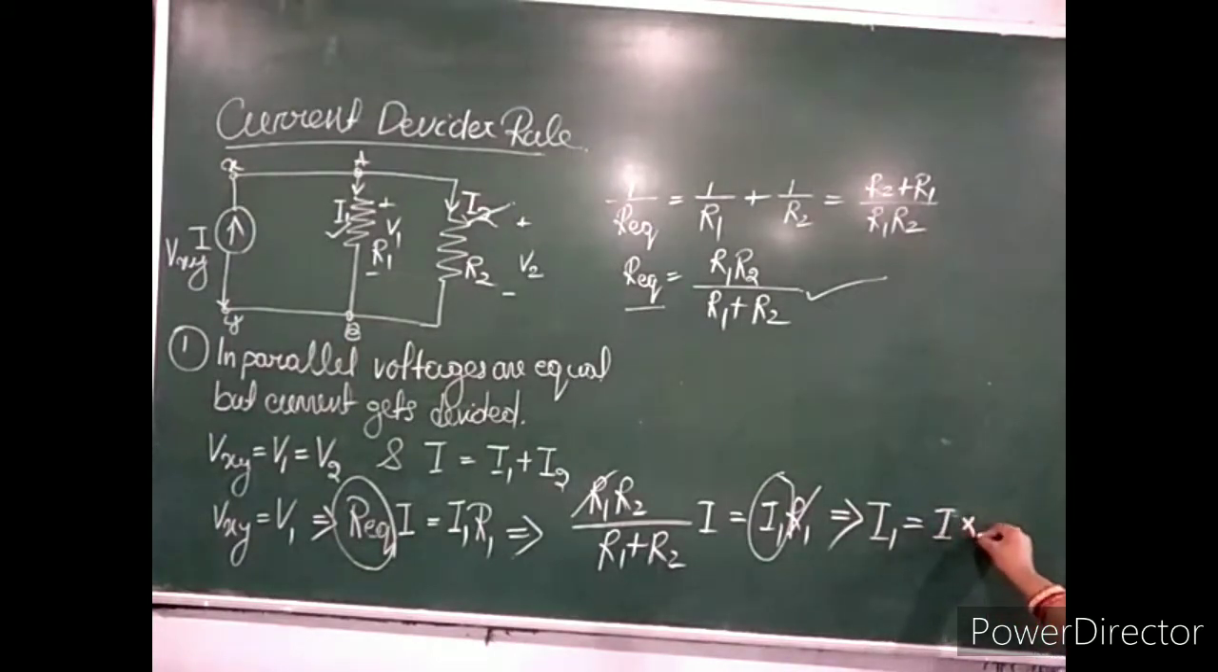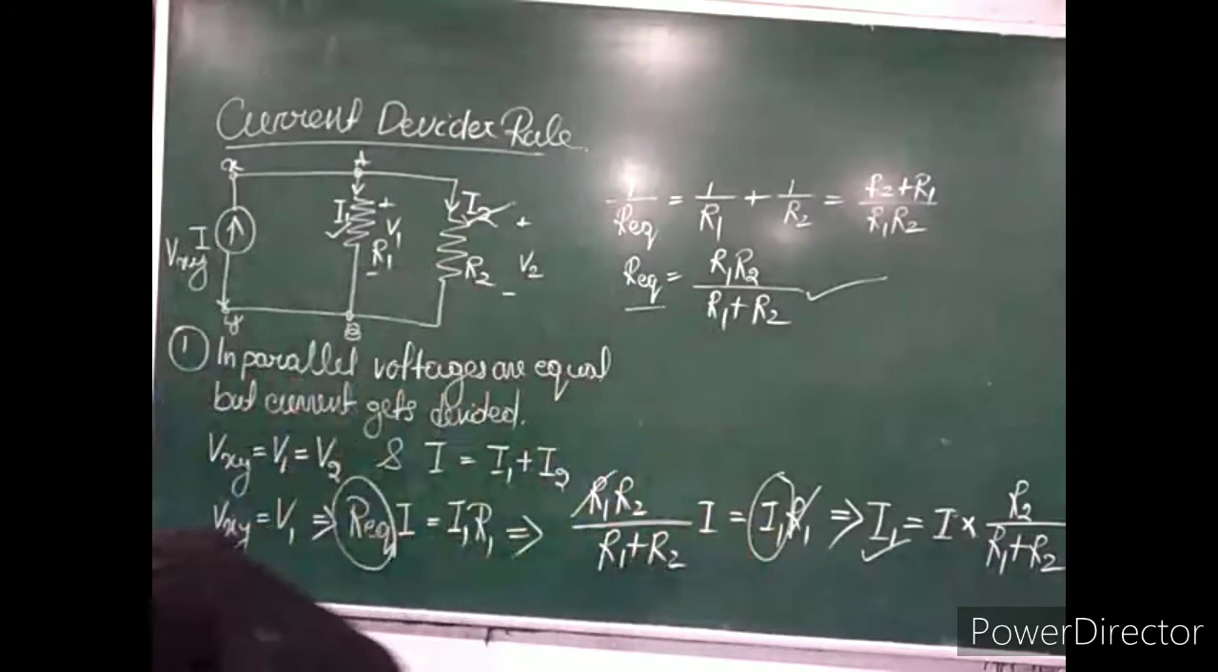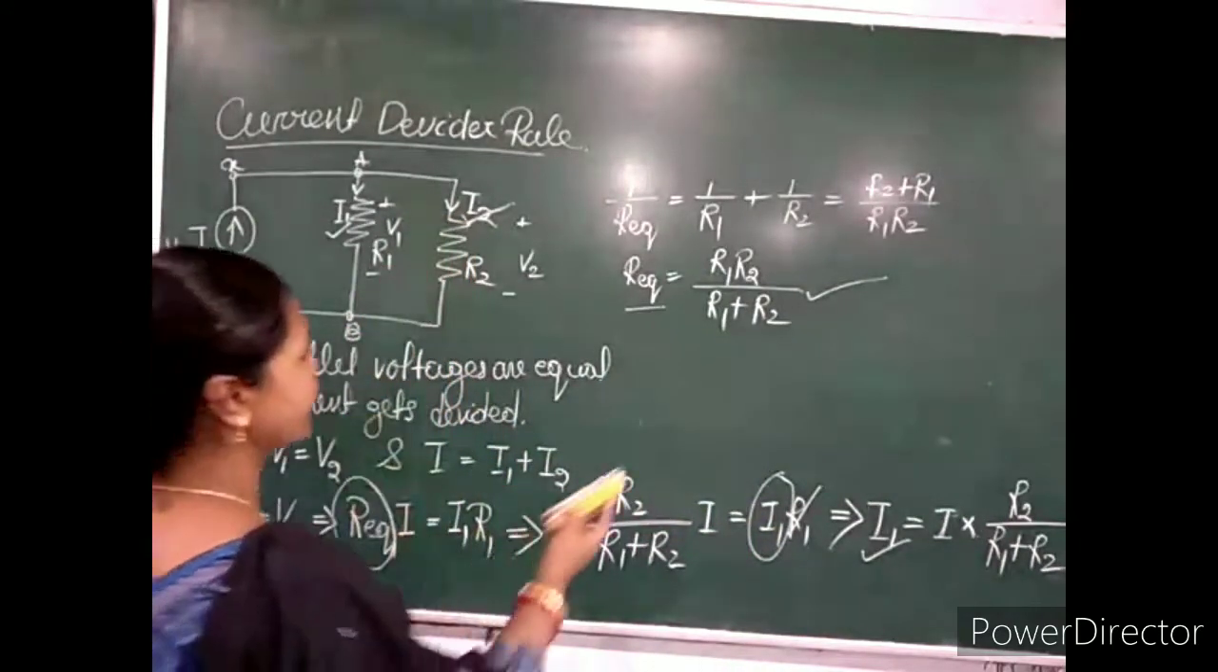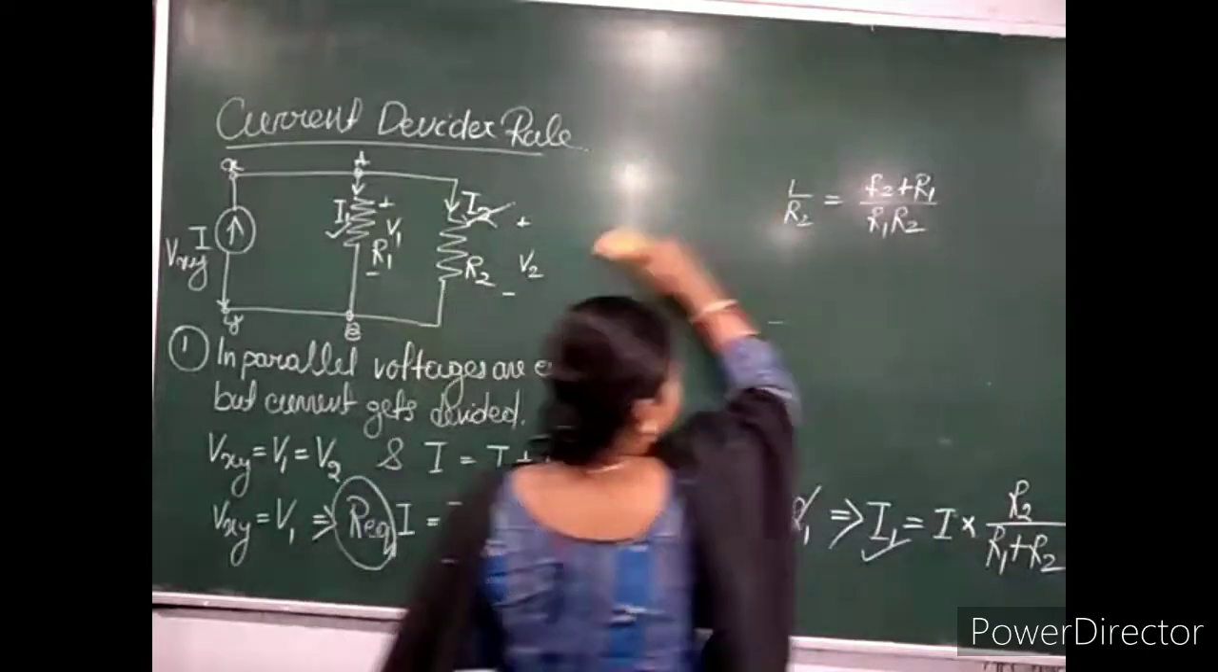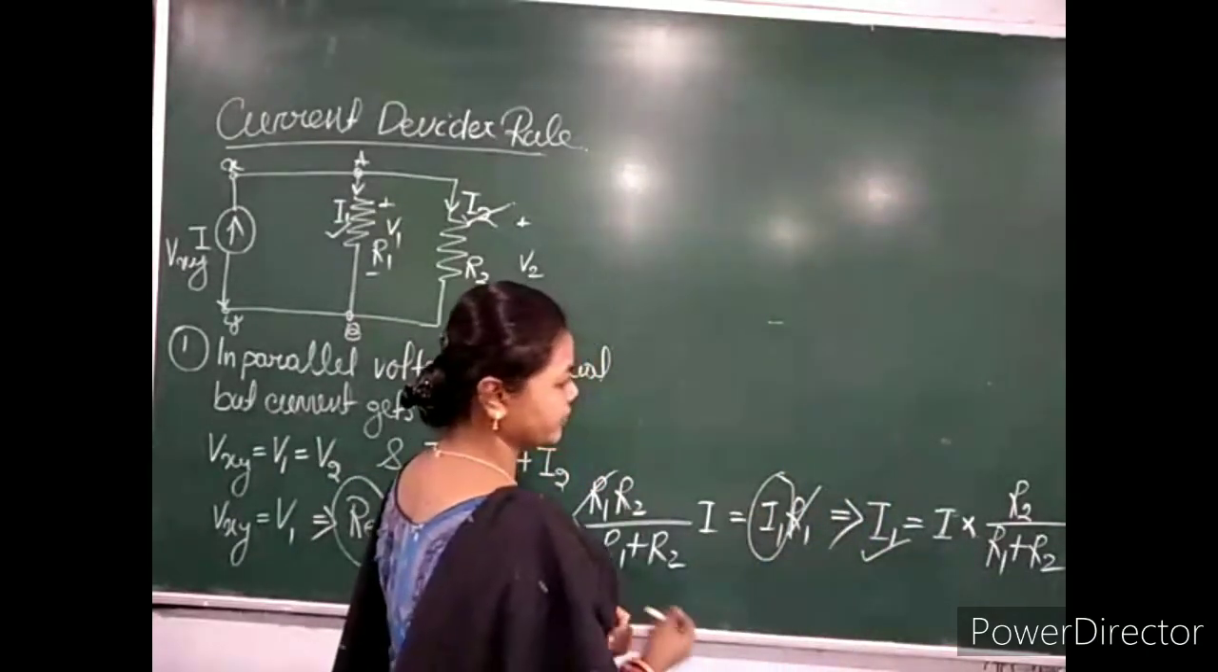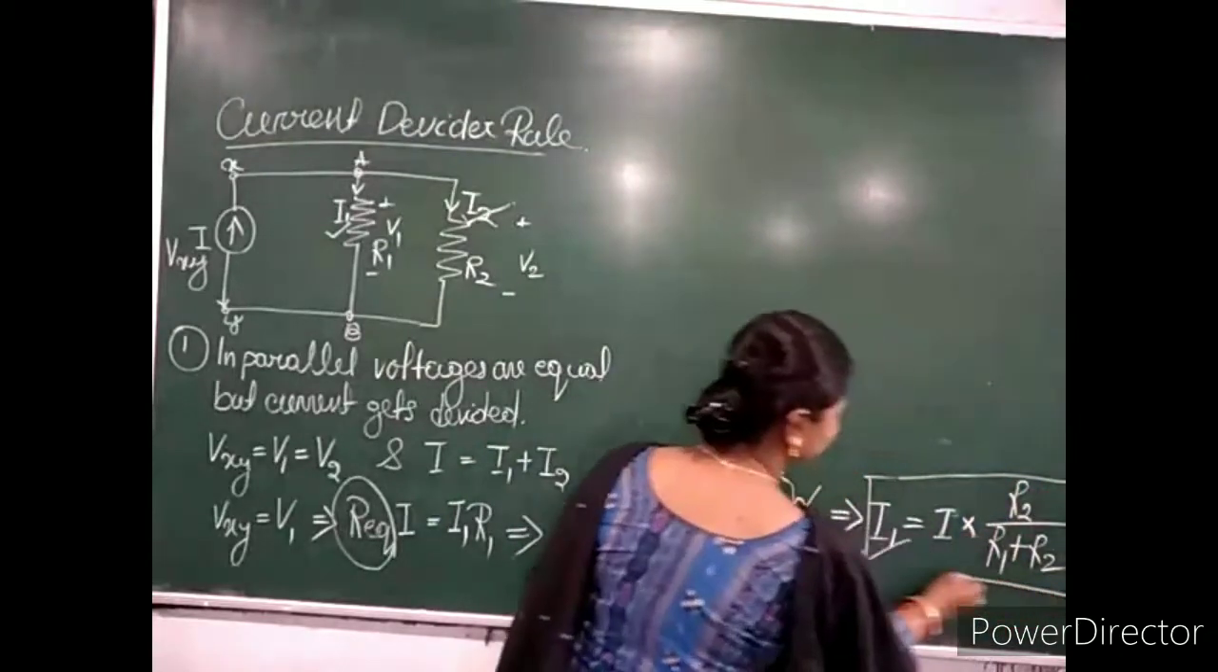So finally I get the current I1 equal to the total current into the opposite resistance of that branch, divided by the total resistance of the parallel circuit. By the current divider rule, I get the current I1. Similarly, you get the value for I2. This is the current through R1.